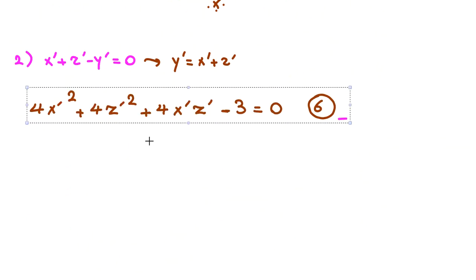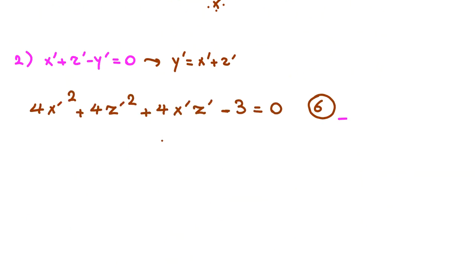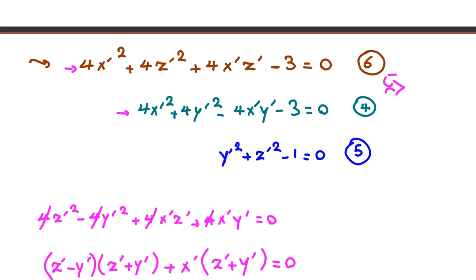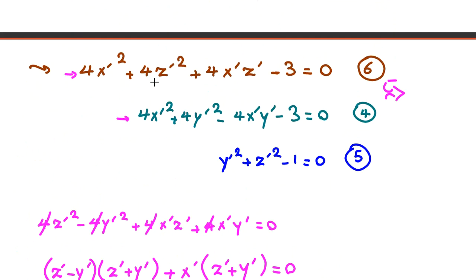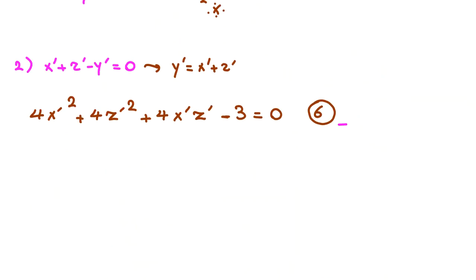If we have this one, now let's replace y prime with x prime plus z prime. So 4x prime squared plus 4z prime. This one we don't have y prime. Let's use something else. In this one we can use in the fourth one. So let's erase this part.